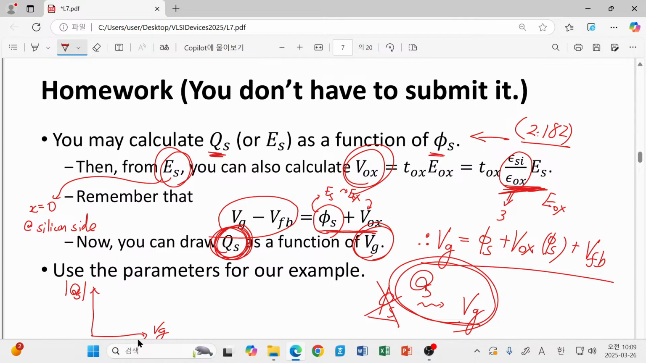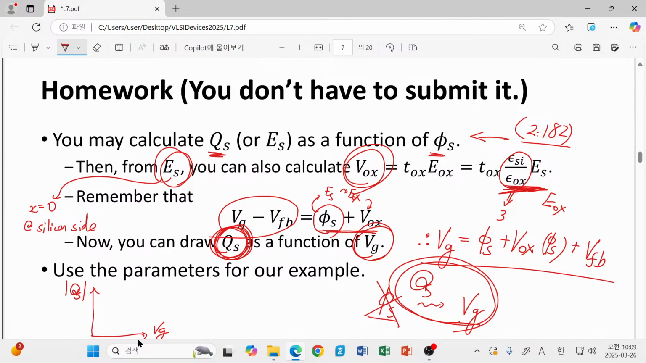That is my homework. And once you can do this homework, I think that you understand the essential part of this modeling. I think that nothing further. The essential part of this MOS analysis is this one. You have a MOS equation.